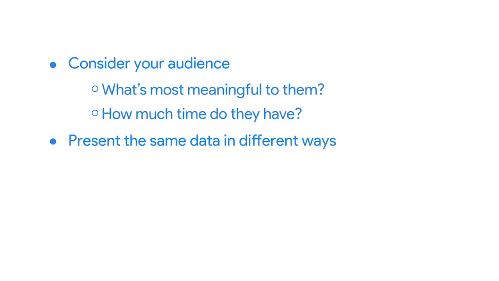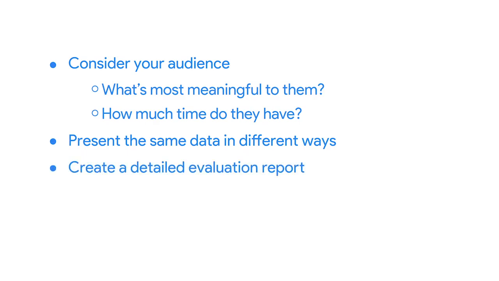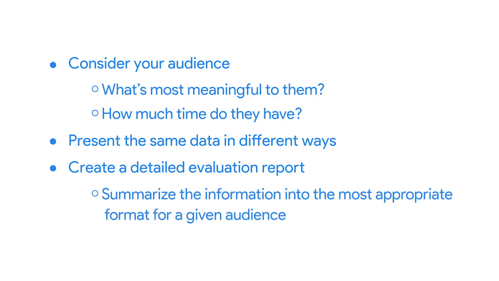Different audiences have different reasons for wanting information. Your team, for example, could benefit from a detailed report so they can address aspects of the project they're responsible for. However, groups like senior stakeholders and executives typically do not need, want, or have the time for a detailed analysis. They would rather have a summary of the most important information and the impact it has on their investment in the project. After you've considered your audience, you should create a detailed evaluation report that addresses your evaluation questions. You can then take the detailed report and summarize the information into the most appropriate format for a given audience.